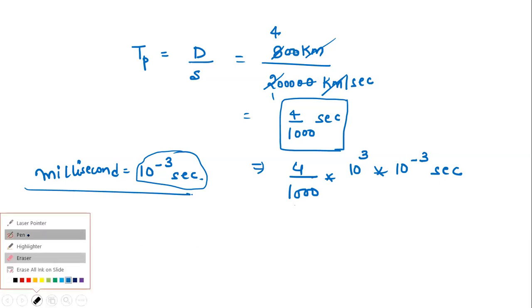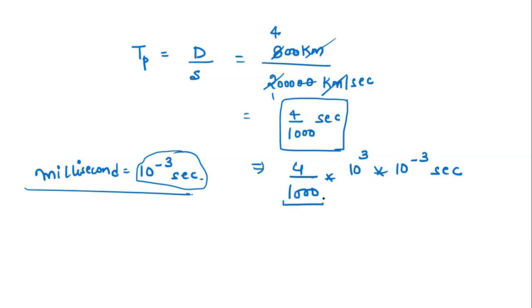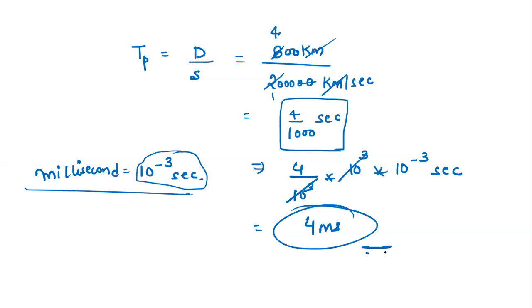And now if you will see this 1000 is also 10 raised to power 3 only. This 1000 को मैं 10 raised to power 3 लिख सकती हूँ, right? ठीक है, so I can cancel out this with this. So क्या हो गया? 4 millisecond. तो आपका आंसर डी होना चाहिए मेरे अकॉर्डिंग तो.